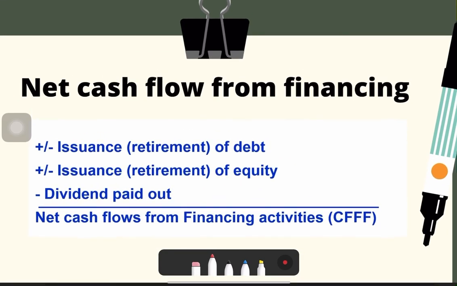And then the last one, the net cash flow from financing. When you issue debt, you receive cash. When the debt is retired, you have to pay back, so you record the cash outflow. When you issue equity, there is an inflow. But when the equity is retired, you have to pay back, minus, because there is an outflow. And when you pay the dividend, there is an outflow. So you will get the net cash flow from financing activities.